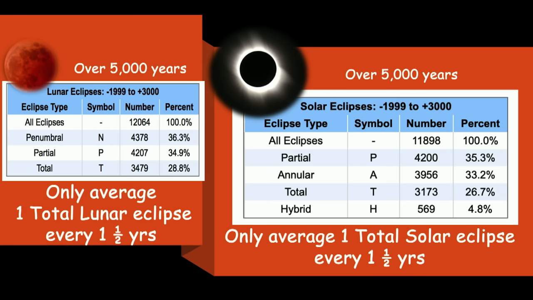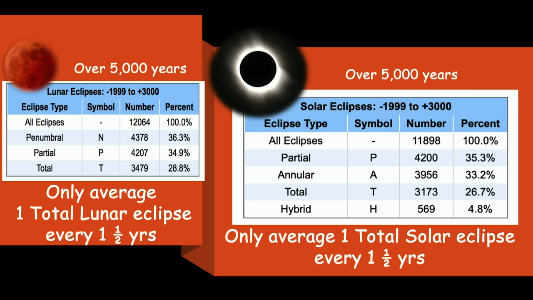So NASA, they know all the eclipses for over 5,000 years. From 2000 BC to 3000 AD, which hasn't even come yet, they list every eclipse where it will be for 5,000 years. All lunar eclipses, there will be 12,000 lunar eclipses over 5,000 years, of which 4,300 are penumbral, 4,200 are partial, and about 3,500 are total. That means if there are 3,500 total lunar eclipses, and there's 12,000 total, you only average one total lunar eclipse every year and a half. Does everyone get that? See, that's close to 25%, and 4,000 is about 25% of 12,000.